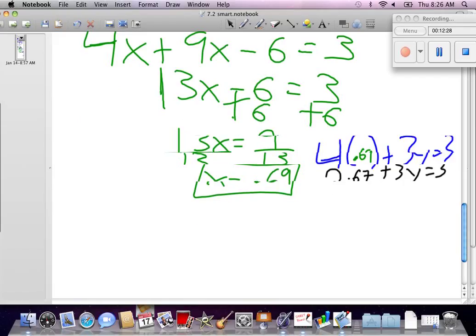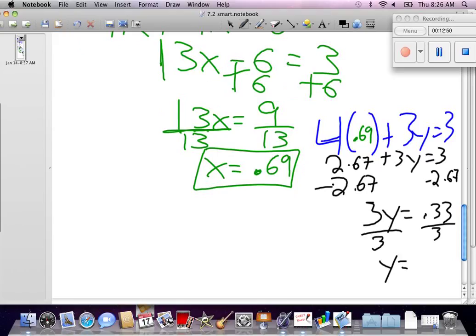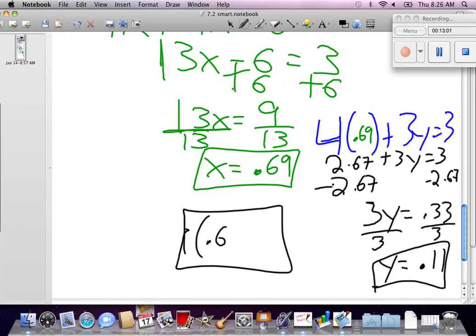Okay. So, I'm now going to subtract 2.67 from both sides. I'm left with 3y equals 3 minus 2.67. I get 0.33. Divide that by 3. And y equals 0.11. So my final answer, and you always put this in some sort of square indicating it, is 0.69, comma 0.11. This is my question. I know this takes a long time, but how hard would it be to graph 0.69 and 0.11? It wouldn't be possible. You would probably not get an accurate answer.